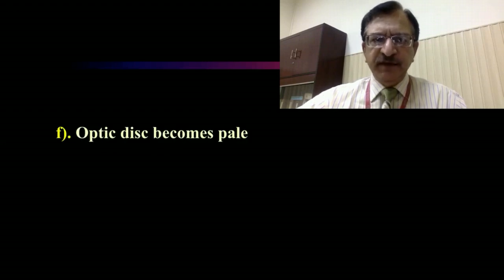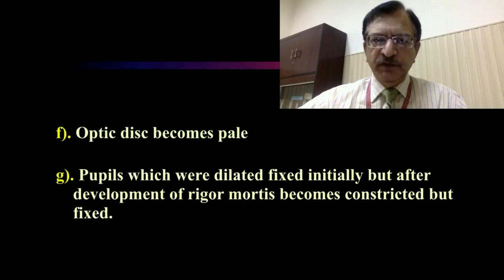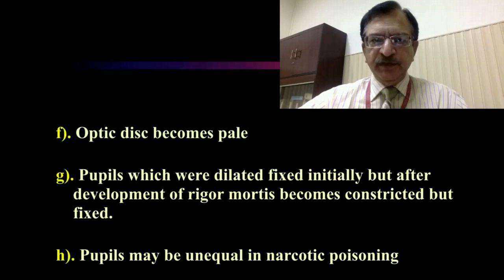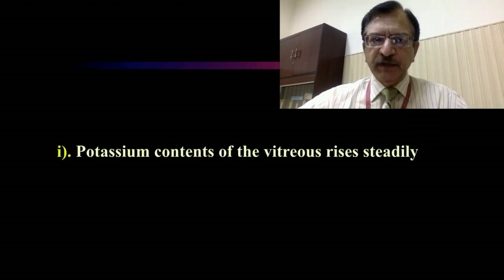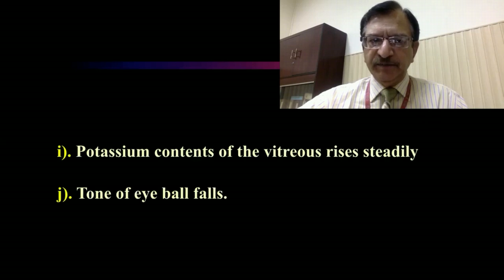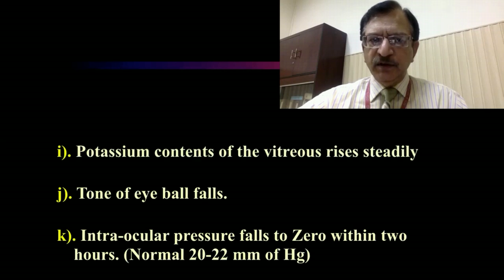The ophthalmic disc becomes pale. The pupils, which were fixed and dilated initially, become constricted but fixed after the development of rigor mortis. Pupils may be unequal in narcotic poisoning. The potassium content of the vitreous humor rises steadily. Tone of the eyeball is lost, and the intraocular pressure falls to 0 within 2 hours. Normal is 20 to 22 millimeters of mercury; it falls to 0.